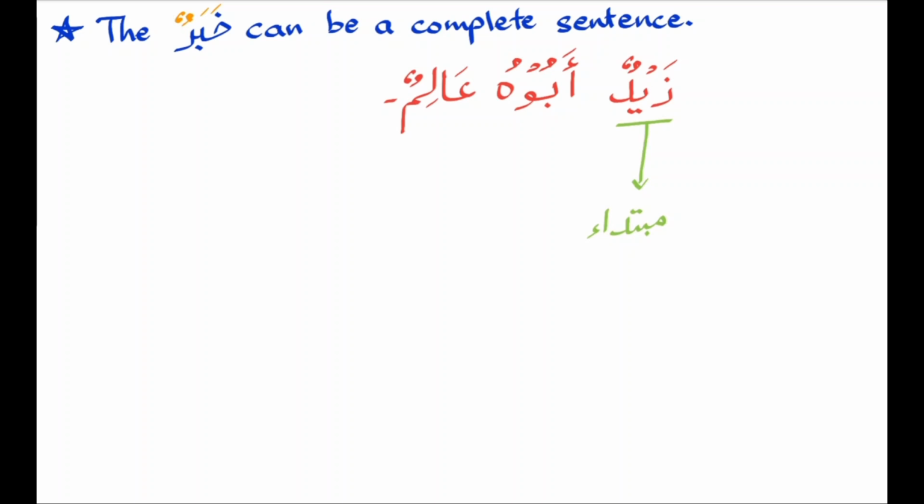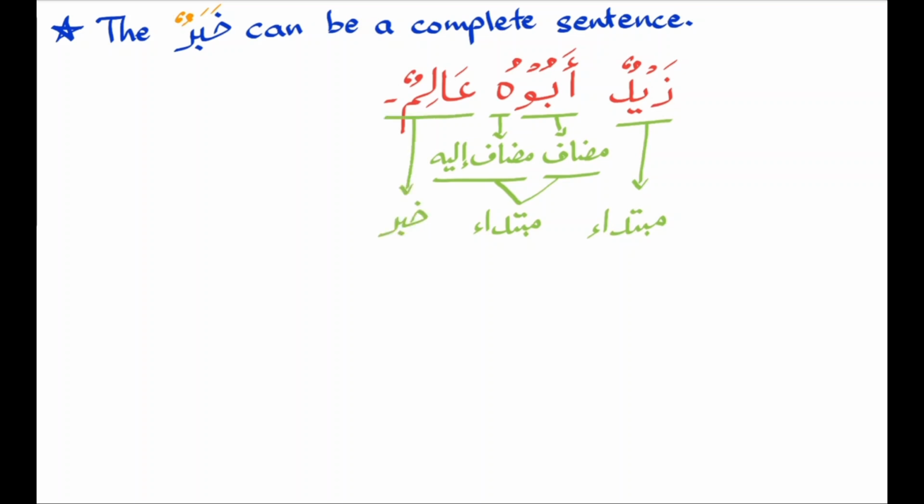But obviously we need to analyze that sentence in itself first. Abuhu alimun. Now abuhu is the mubtada and it's a combination of mudaf and mudaf ilayh. Abu is mudaf, hu is mudaf ilayh. Together, abuhu, mudaf and mudaf ilayh become the mubtada of alimun. And alimun becomes the khabar of abuhu mubtada. Now you combine abuhu mubtada and alimun, which is khabar, and the combination of that mubtada khabar becomes a khabar of the mubtada of Zaydun.